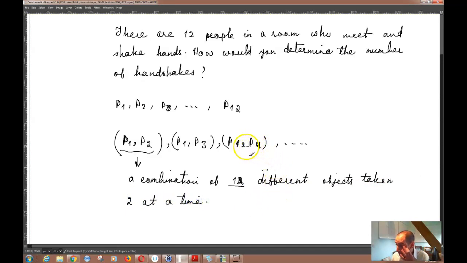So again, here, X shaking hands with Y and Y with X will not be different handshakes. They are the same handshakes, the same two people. And of course here the order is not important. So there will be as many handshakes as there are combinations of 12 different things taken two at a time.